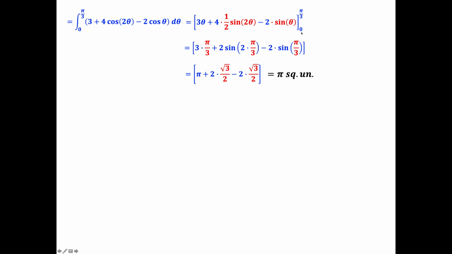The 0 was not needed because sine of 0 is 0. Sine of 2 times 0 is 0, and 3 times 0, so that canceled everything out. So here's the area between those two curves.